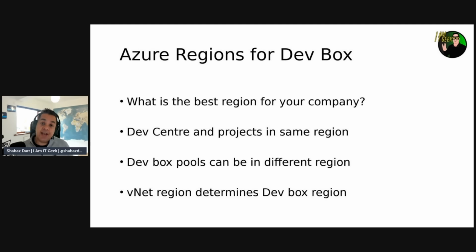The region of the virtual network specified in the network connection determines the region of a DevBox. You can create multiple network connections based on the regions where you support developers. You can then use those connections when you're creating DevBox pools to ensure that DevBox users create DevBoxes in the region closest to them. Using a region close to the DevBox user is going to provide the best experience.